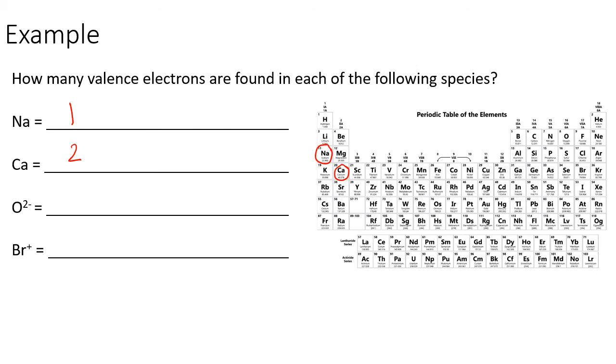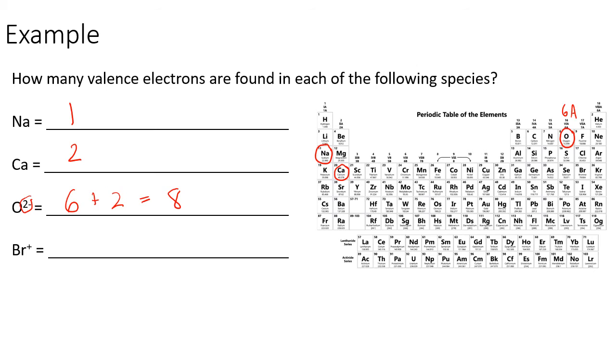Next we have oxygen, but notice it has a -2 charge, so O2 minus. That means that oxygen has picked up 2 extra electrons. So oxygen is over here, and it's in group 6A. A neutral oxygen atom would have 6 valence electrons, but it's picked up 2 more, so we're going to add 2 to that number. So that would have 8 valence electrons.